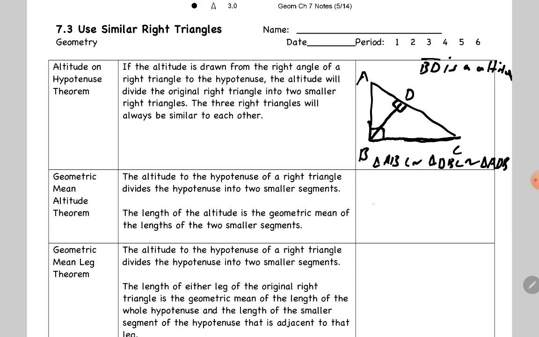So what they're saying here is in the above picture, the altitude BD is the geometric mean between the two smaller segments that it got split into, AD and DC.